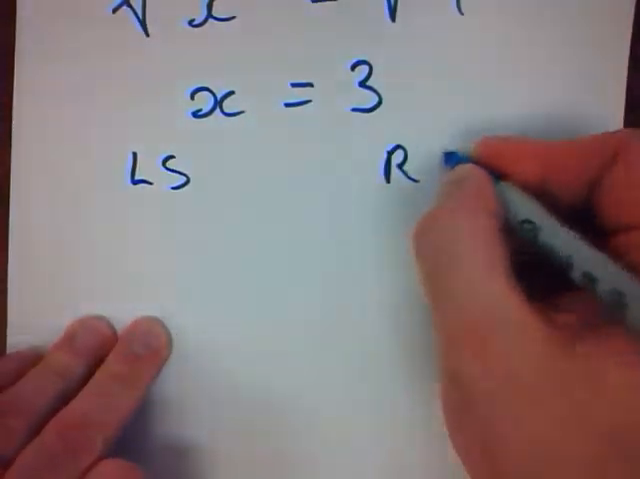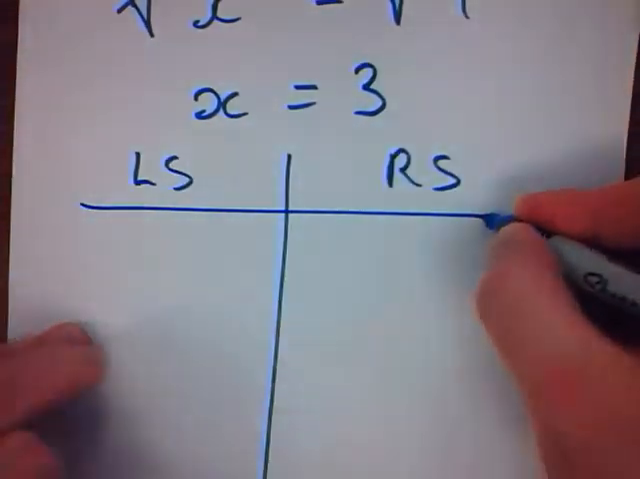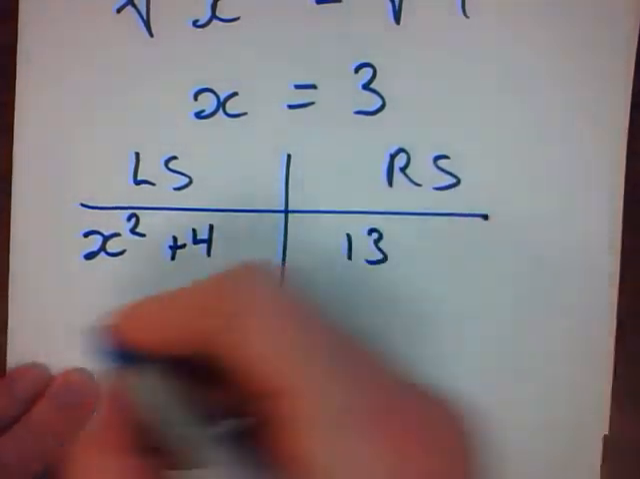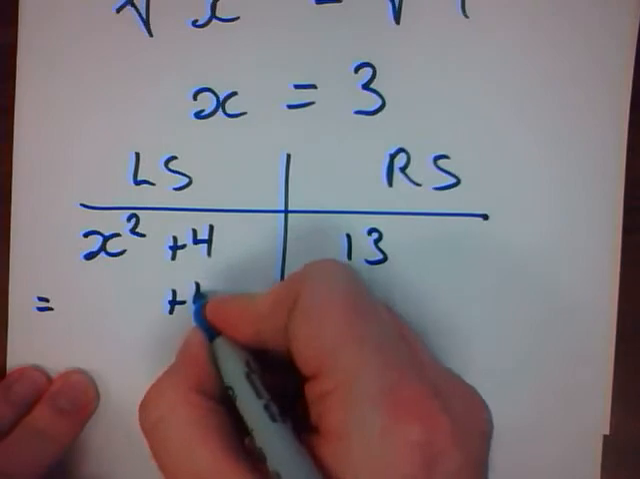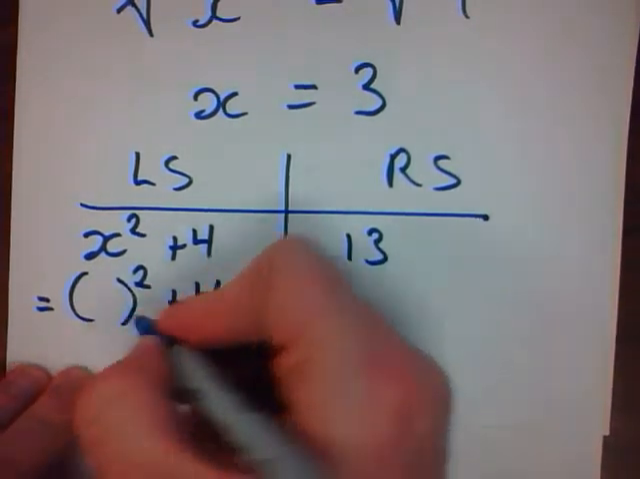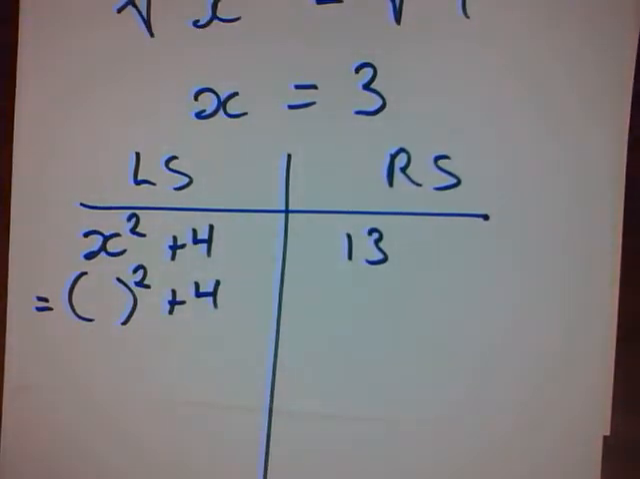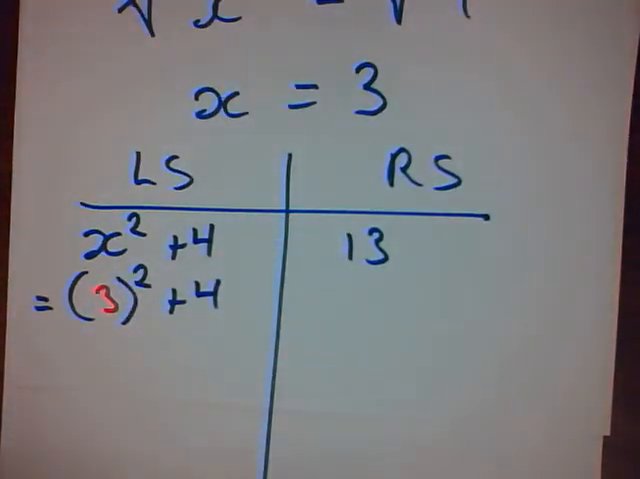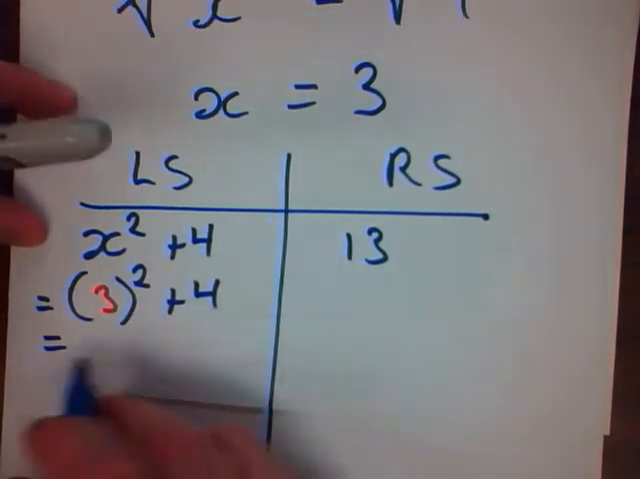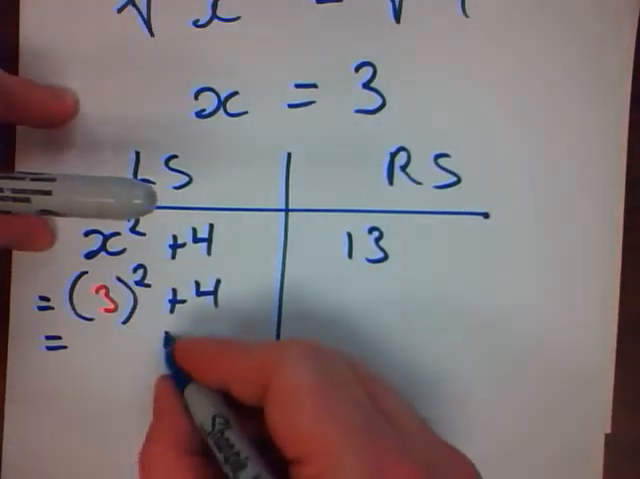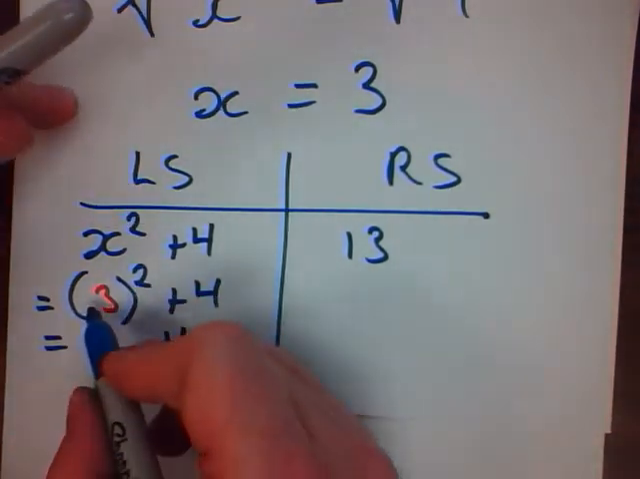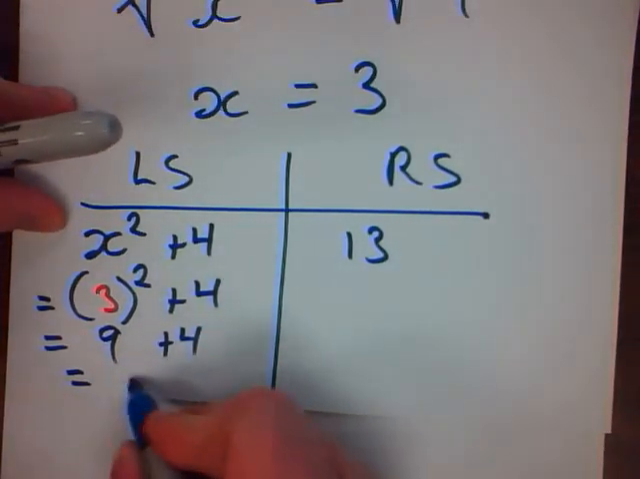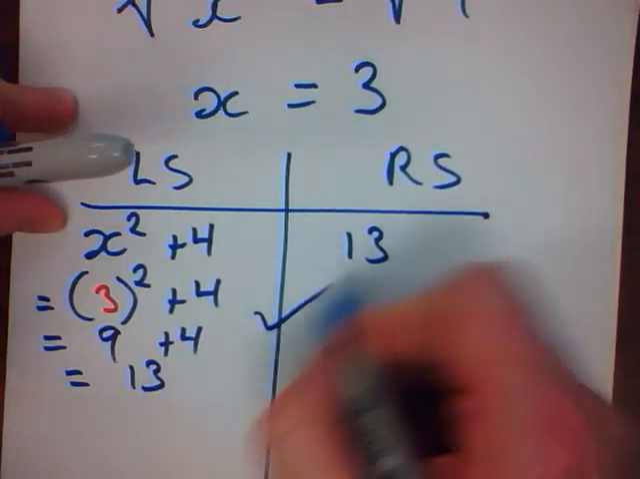Left side, right side. The original question, x squared plus 4. Plug in what I think x is. I think x was 3. All right, let's start with BEDMAS. Brackets, nothing. Exponents, yes, I have an exponent. 3 to the power of 2 is not 3 times 2. It's 3 times 3. That's 9. 13. Looks like I did the work correctly.